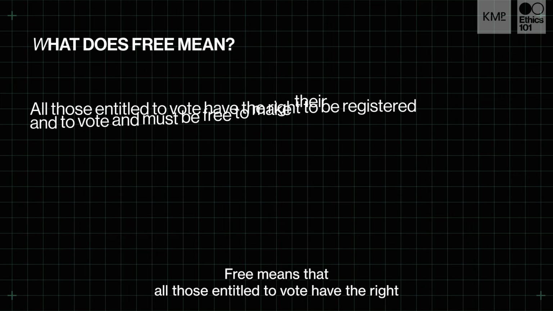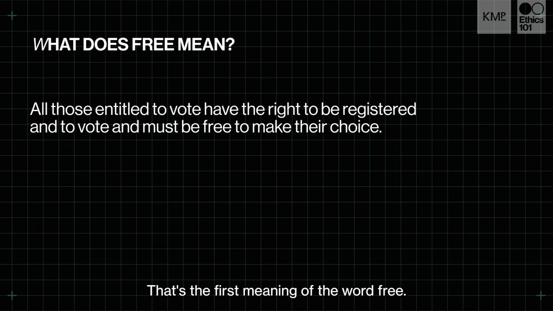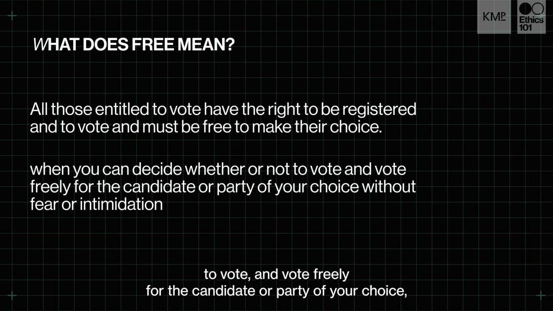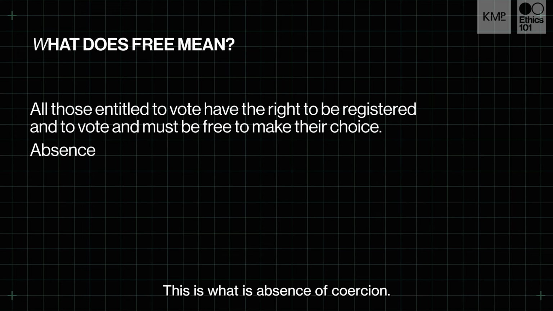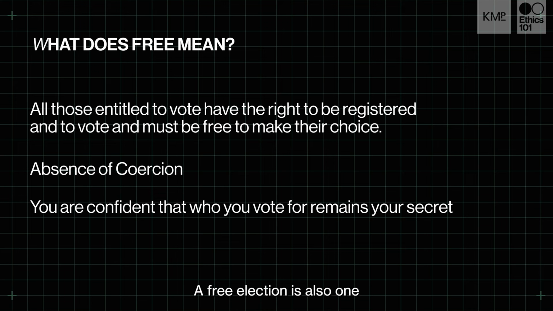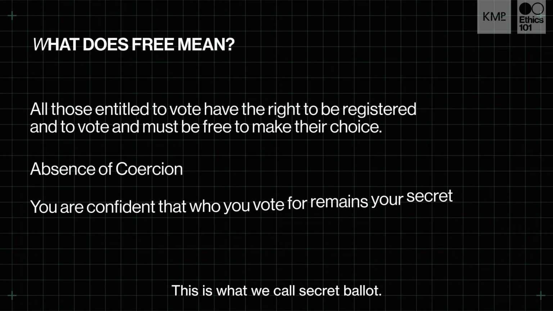Free means that all those entitled to vote have the right to be registered and to vote, and must be free to make their own choice. That's the first meaning of the word free. An election is considered free when you can decide whether or not to vote, and vote freely for the candidate or party of your choice without fear and intimidation. This is the absence of coercion. Let's come to the third element of free. A free election is also one where you're confident that who you vote for remains your secret. This is what we call secret ballot.